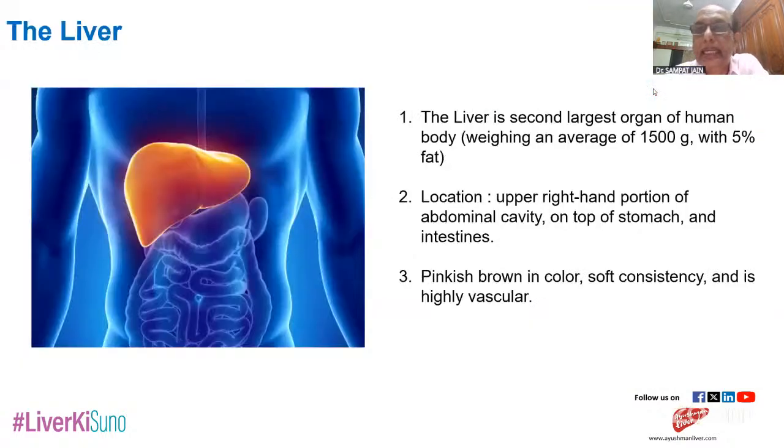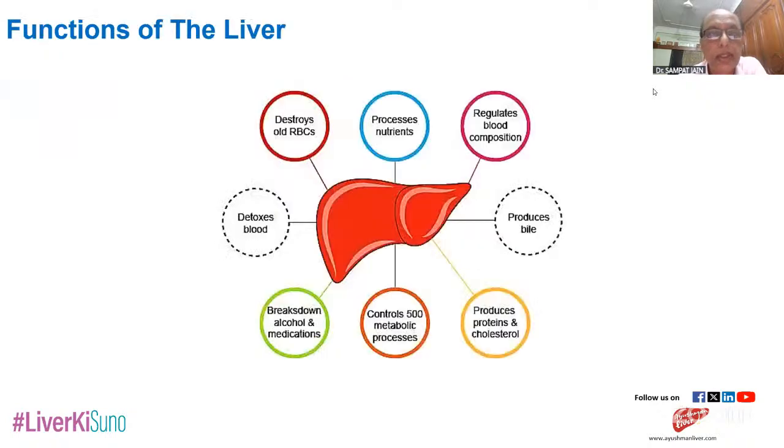As you all know that the liver is the second largest organ of our human body, weighing almost 1.5 kg with 5% of fat. It is located in the right upper portion of the abdominal cavity, soft in consistency and highly vascular organ. As you all know the functions of liver, it controls almost 500 metabolic processes. It regulates the production of protein and cholesterol. It processes nutrients, produces bile, which is stored in the gallbladder and released in the intestine for the food digestion and absorption, detoxes the blood, restores the old RBCs, it regulates the blood composition, and it also helps in the breakdown of alcohol and medications. So most of the drugs are metabolized in the liver.